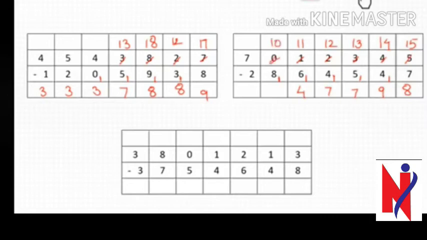0 will become 10. 10 minus 9. 8 plus 1 is 9. 10 minus 9 is 1. And 7 minus 3, because 1 you have written near 2, below 2. So 7 minus 3 is 4.